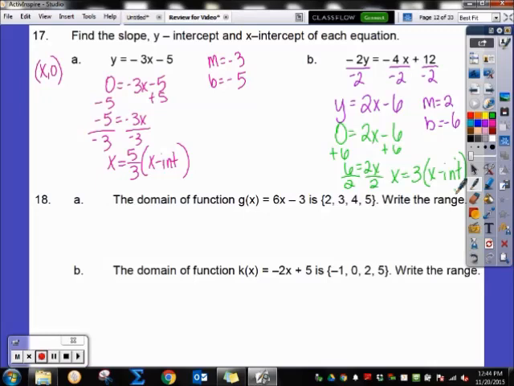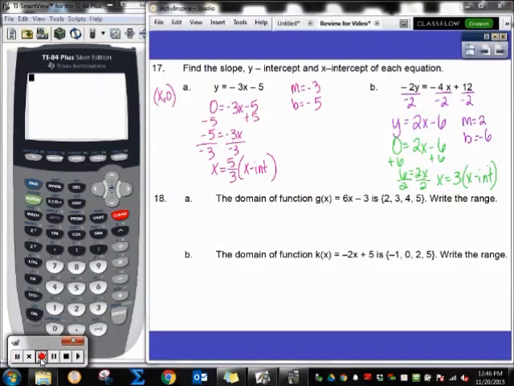18, the domain of a function g of x equals 6x minus 3 is 2, 3, 4, and 5. Write the range, and we're going to have to do that twice. You may want to grab your calculator for this one. There's really two ways to do it, and they're both doing the same thing. You could take all of these are x values. That's what the fact that it tells you the domain are those numbers. So you could take those and you could plug them in for x to get your y values. But I'm going to show you something that will save a little time.